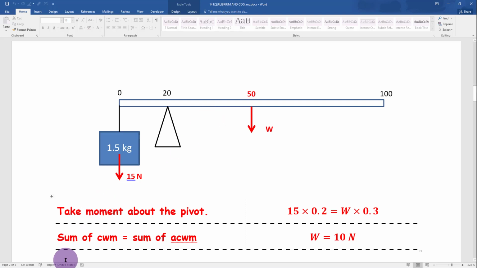So I'm going to say the sum of clockwise moments about this point is equal to the sum of the anti-clockwise moments about the same point. The anti-clockwise moment is due to this 15 newton force about that point, so I do 15 newtons times 0.2. The clockwise moment is due to the weight of the metal bar, which is W times 0.3. And when I manipulate those values, I get 10 newtons.